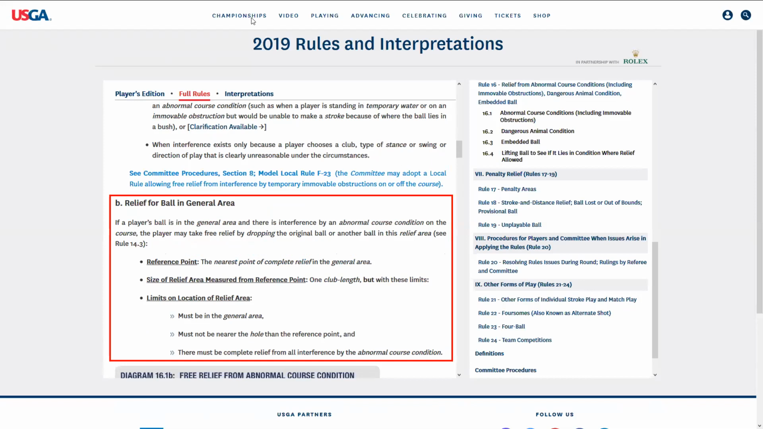Must be in the general area. The size, you know, is 1 club length. And the limit is it must be in the general area. Must not be near the hole. So let's look at diagram 16.1b.